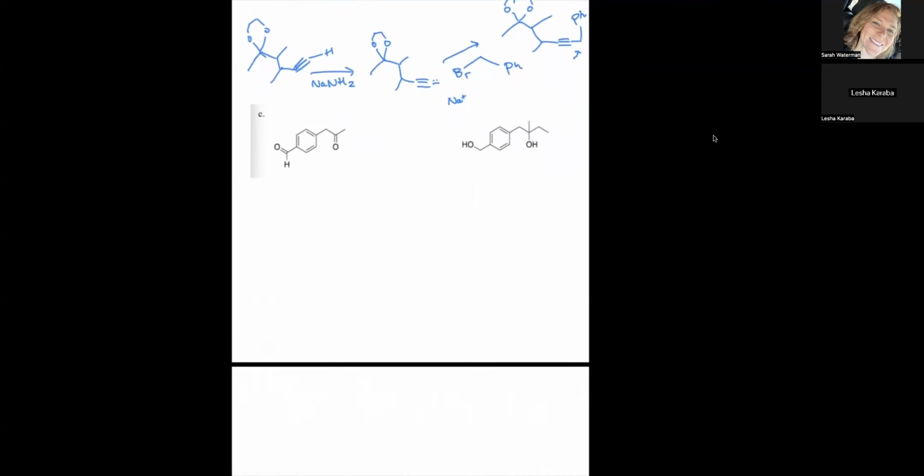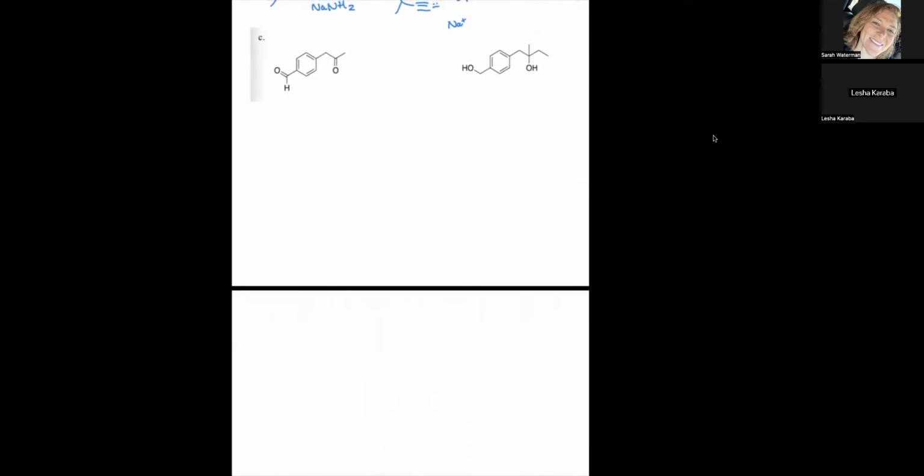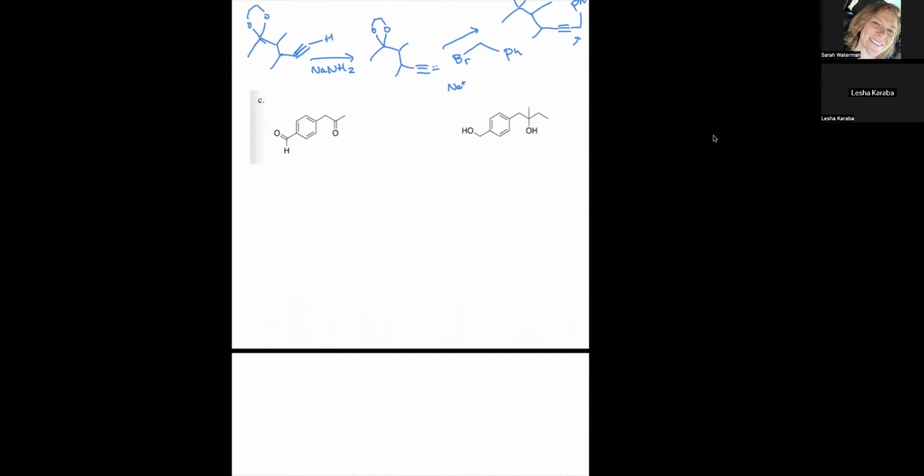What else? So these ones, similar thing. I think this is the last one I have here. Again, on this one we have an aldehyde and we have a ketone. What have we done between these two? We've made a carbon-carbon bond, and we made a primary alcohol. Like I've been saying, as you guys know, aldehydes are the most reactive.